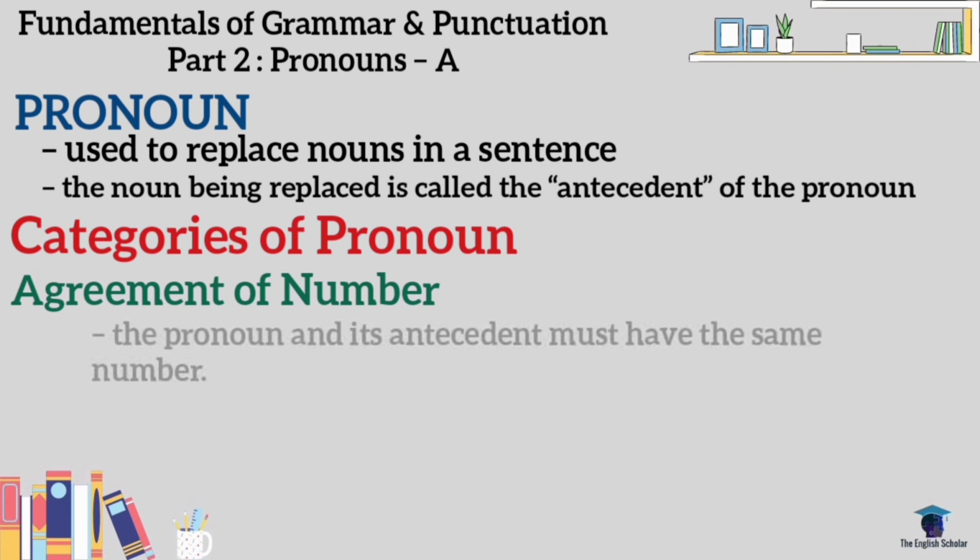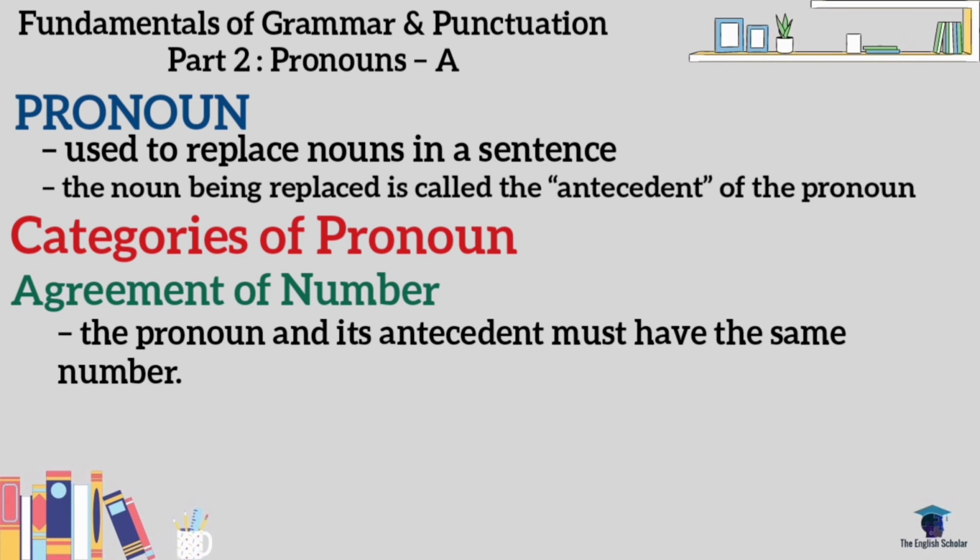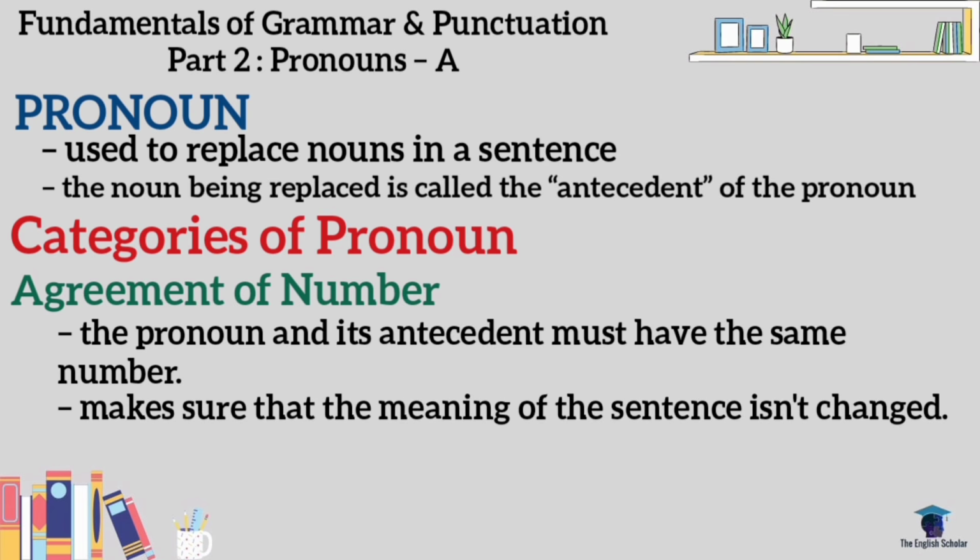So, agreement of number means that both the pronoun and its antecedent must have the same number. What do we mean by this? Meaning that if our antecedent is singular, then our pronoun should be singular as well. And if plural, our pronoun should be plural as well. Why? Because when we replace a pronoun, following this rule will make sure that we do not change the meaning of our sentence. Let's have an example.